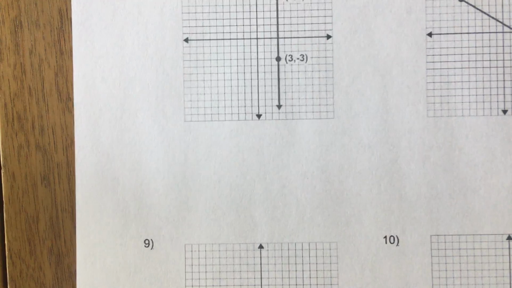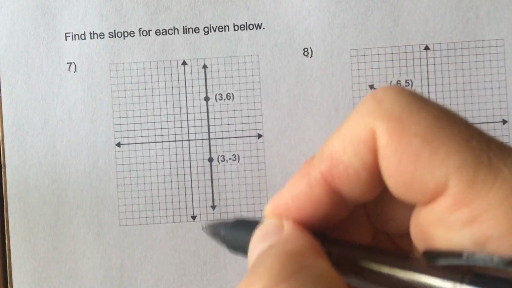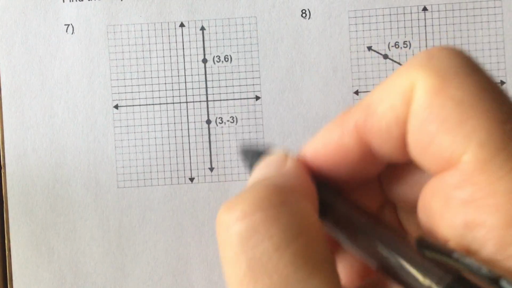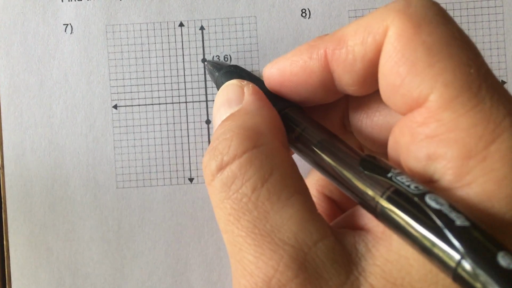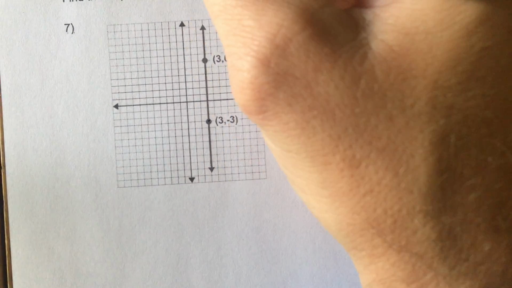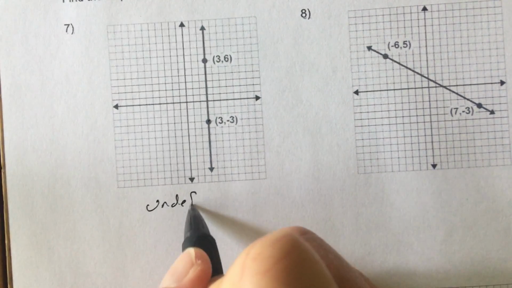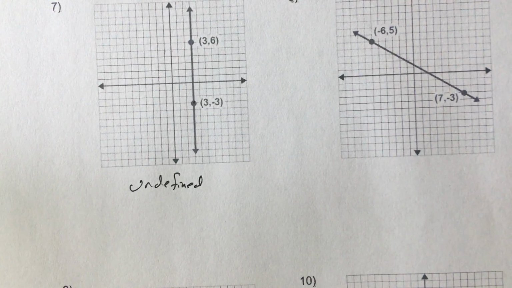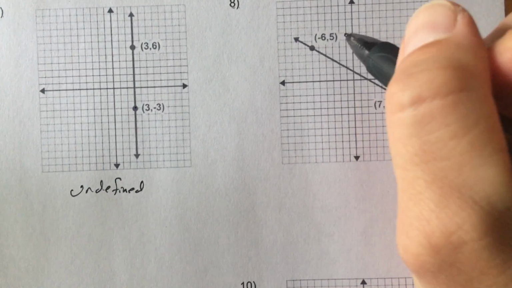For 7, 8, 9, and 10, they wanted us to come up with the slope of these lines. Number 7, we have a vertical line. And we said the other day that you can't really do a value on this, even though you could count from here to here. There's no reason you couldn't just keep counting up or down. This has what we call an undefined slope. There's no way to put a value on it. Some would call that an infinite slope. Either one works.